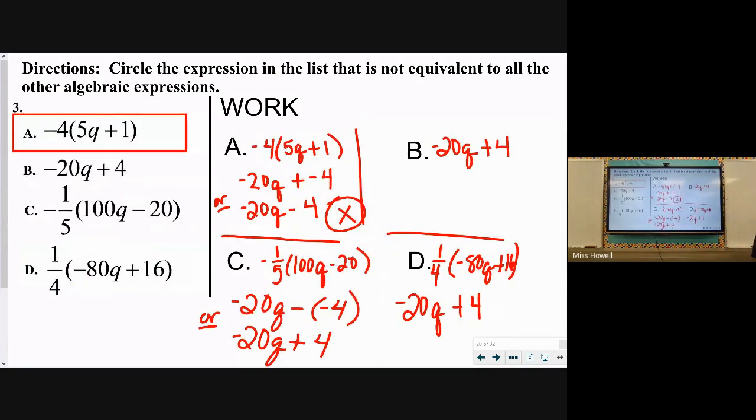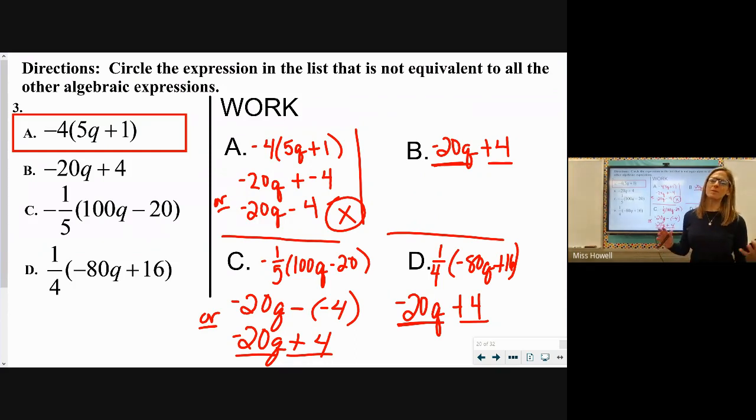All right, for number 3, we should end up with letter A being the one that doesn't belong. All the others have a negative 20 with Q and a positive 4, making letter A the thing that doesn't match and is not equivalent to the rest of the expressions.